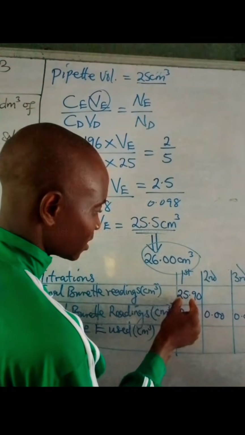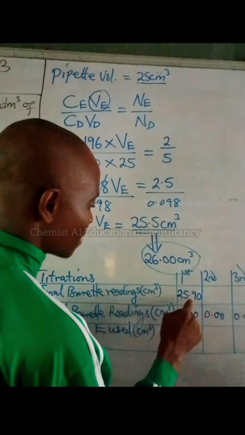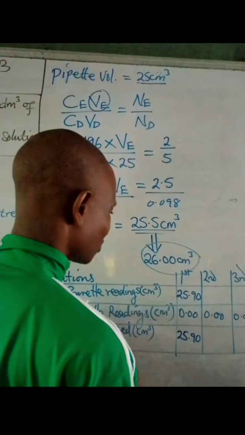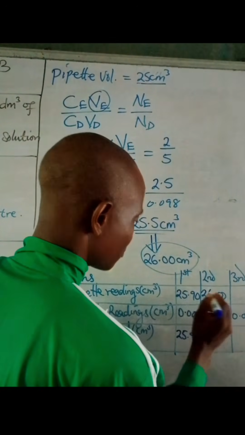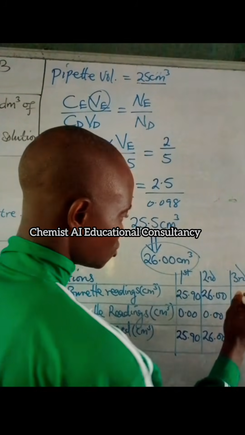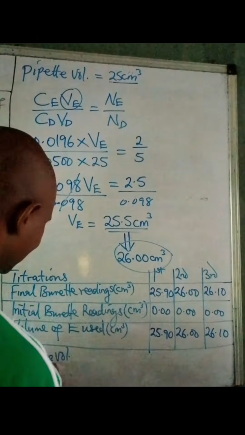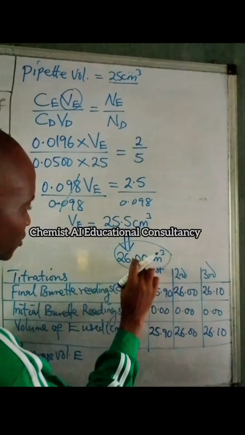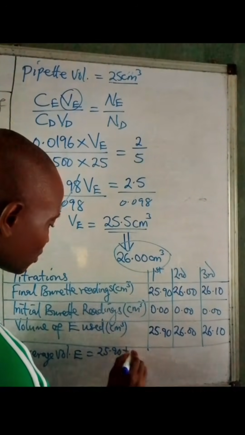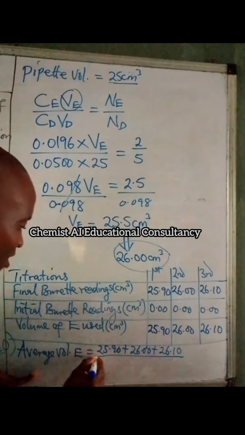After running your titration, this is the final burette reading that oxidized the reducing agent. And if you minus 0 from here, you get the same thing. If you add that 0.1 here, you will get 26. So you write 26.00 minus 0, 26.00. Add that 0.1 to 26, you will get 26.10 and then 26.10. Now you can see that the average volume of E will correspond to this. And we have 25.90 plus 26.00 plus 26.10 divided by 3.